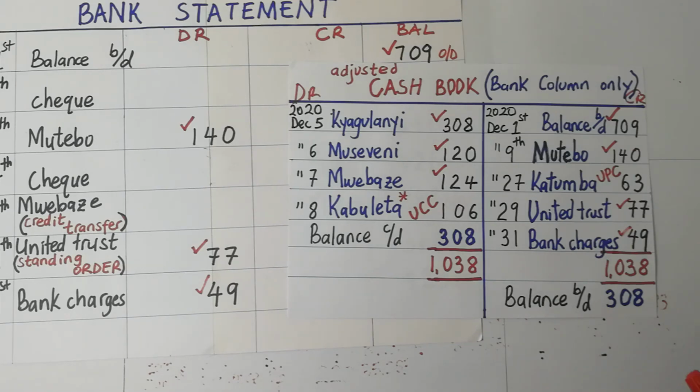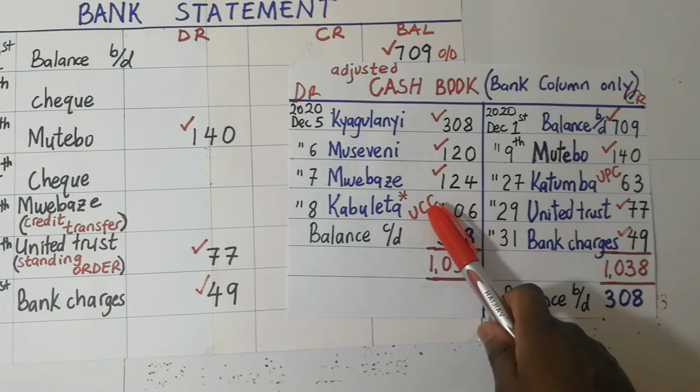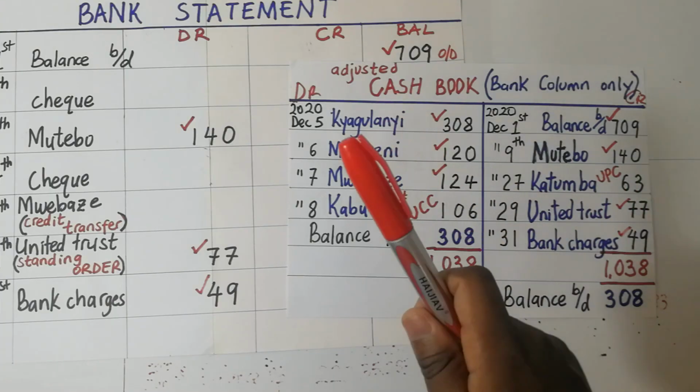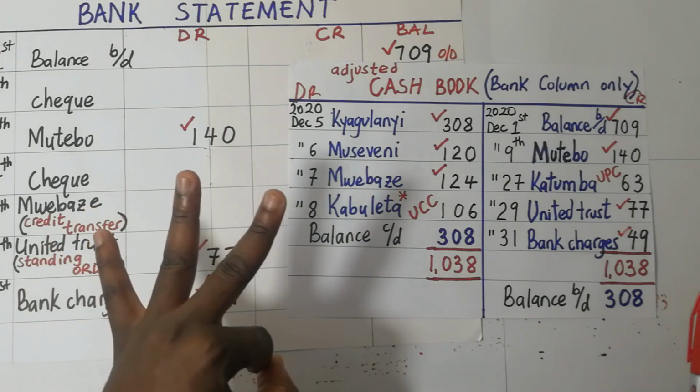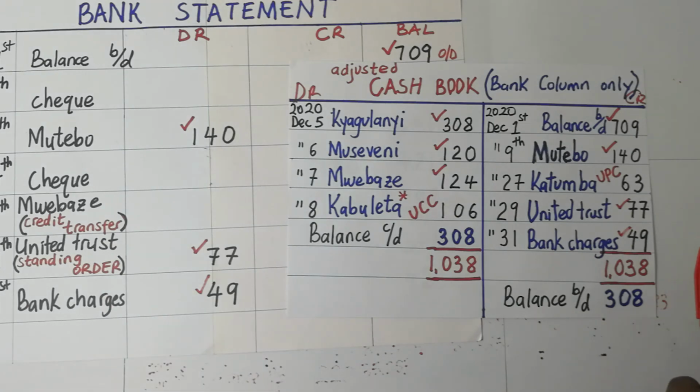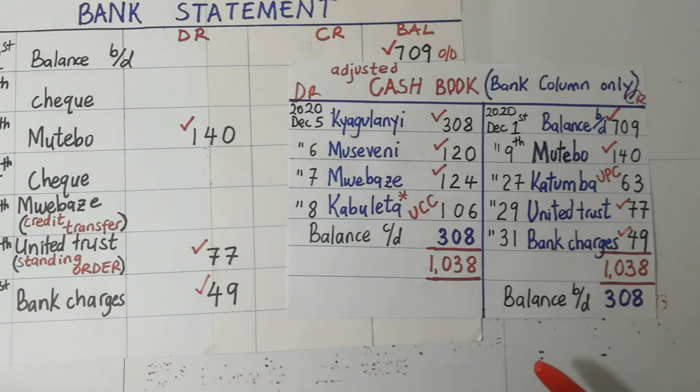Just one thing to point out here: after adjusting our cash book, the bank reconciliation statement is the part where we handle unpresented checks, uncredited checks, and errors that have been made in the bank statement. Those three items are the ones that are handled in the bank reconciliation statement.